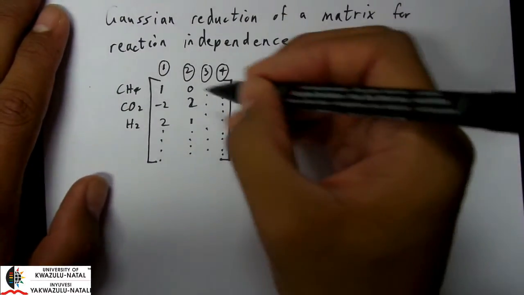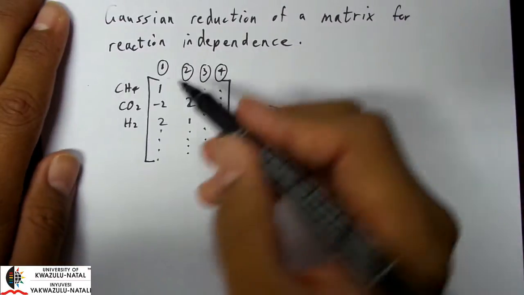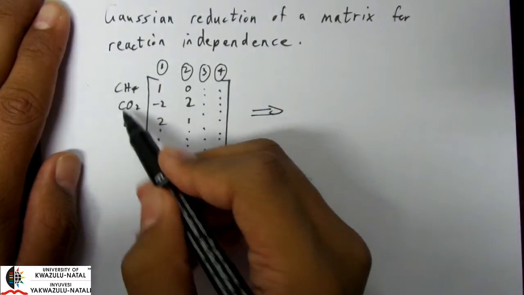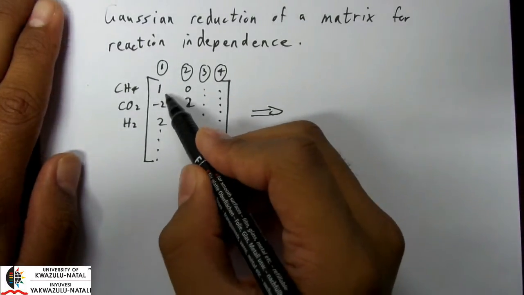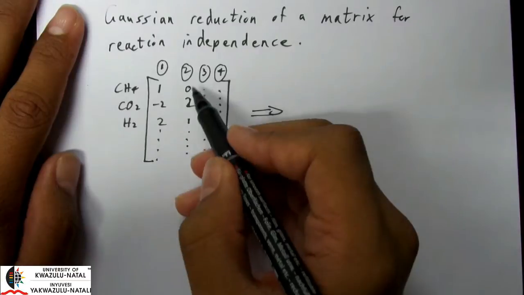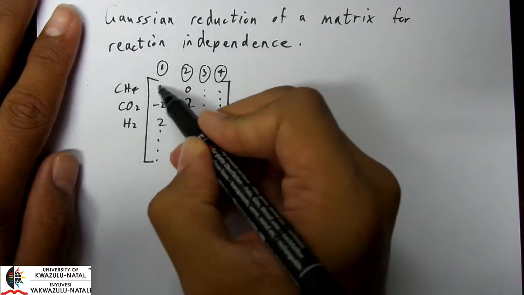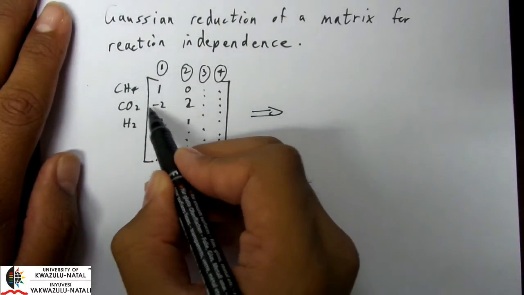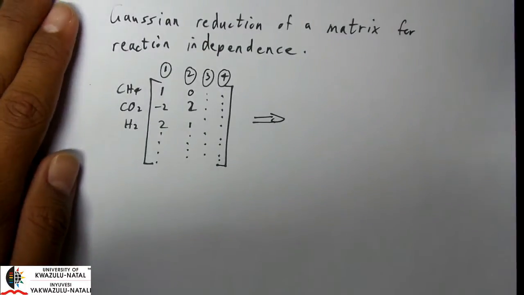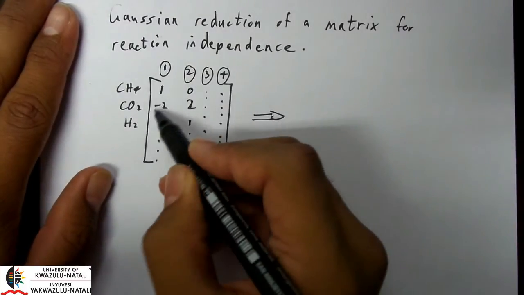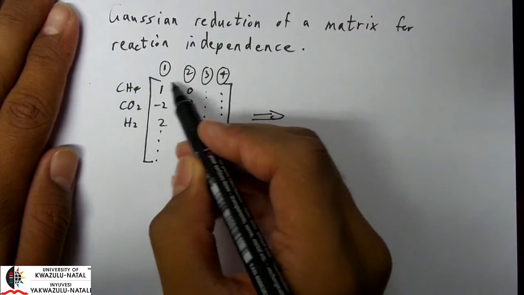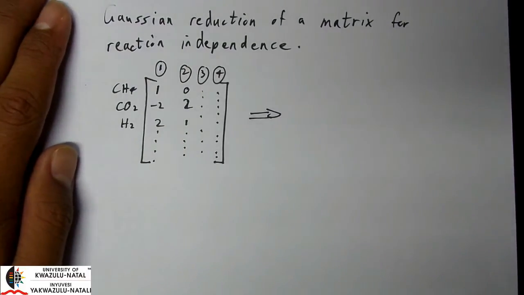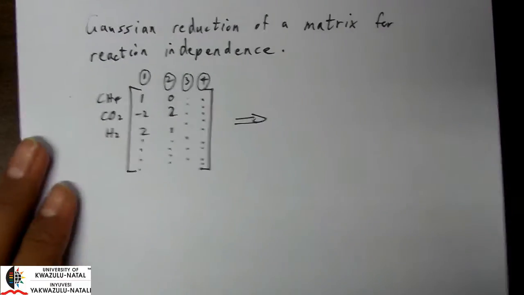Okay, so in formulating our matrix, we write out our reaction numbers on the top and our species here, and these figures will be our stoichiometric coefficients. They are positive if our particular species is a product, and negative if our species is a reactant. Okay, certain species may be positive in one reaction and negative in the other because they are being produced in one and being consumed in the other.